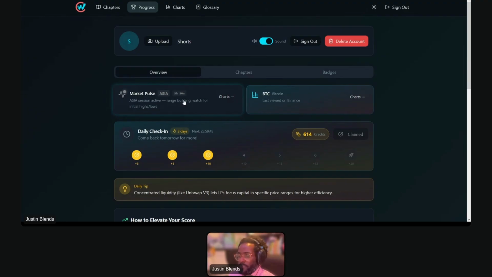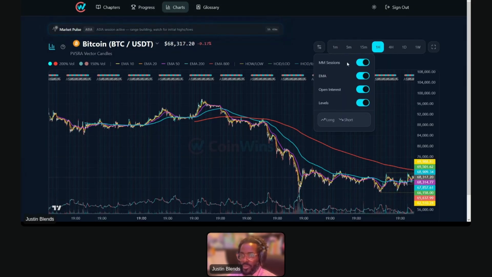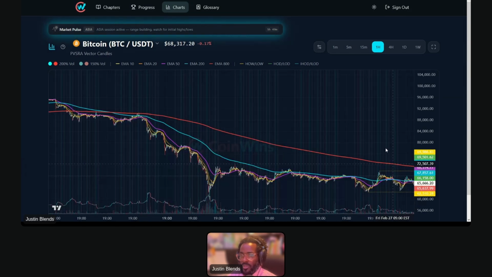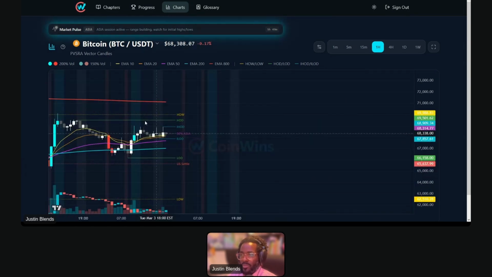So the market pulse, this will let you know, well, look at the current price. It'll tell you just by looking at the color of it, it's gray. And it's saying that it's just the Asia session, just early Asia range building. Watch for initial highs and lows. That's what we want. We want to find the initial high and the low of the day in this Asia range. Okay. So if we put on these session times, well, we don't need them because you know that the backgrounds are fully labeled with colors.